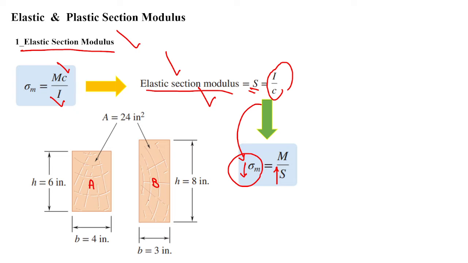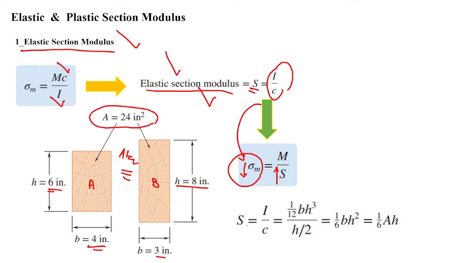So just assume we have two solid rectangular cross sections with identical area. Both of them are equal in terms of their area, 24 inches squared. The first one has a width of 4 inches times 6 inches, and the other one, section B, has a height of H and a B of 3 inches.